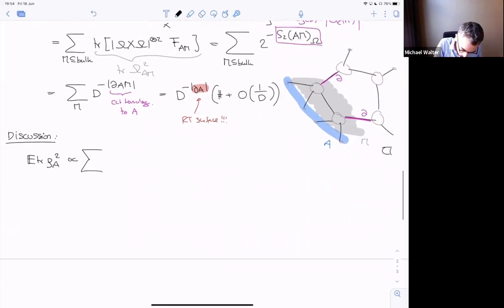Maybe I'll just write this down. For each vertex, including the boundary sites, you pick a spin up or down. On A, you always pick, say, spin up.